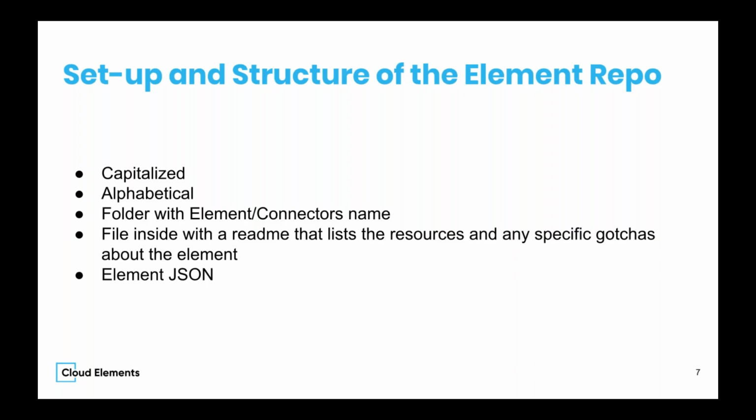So in the repo, we expect the folders to be capitalized, alphabetical. The folders are named with the element or connector name. So if you are building, let's say, a box element, the folder will be named box, so it's very clear just by opening the repo what you're looking for. There should be a file inside of the folder with a README that lists the resources that are available and any specific gotchas or general information that might be helpful to know about that element. And then at very minimum, the element JSON must be there.